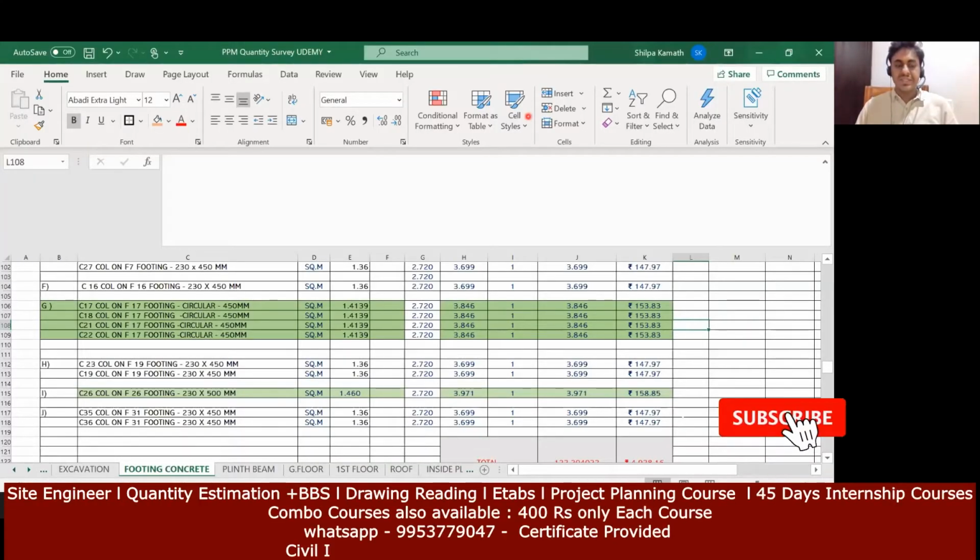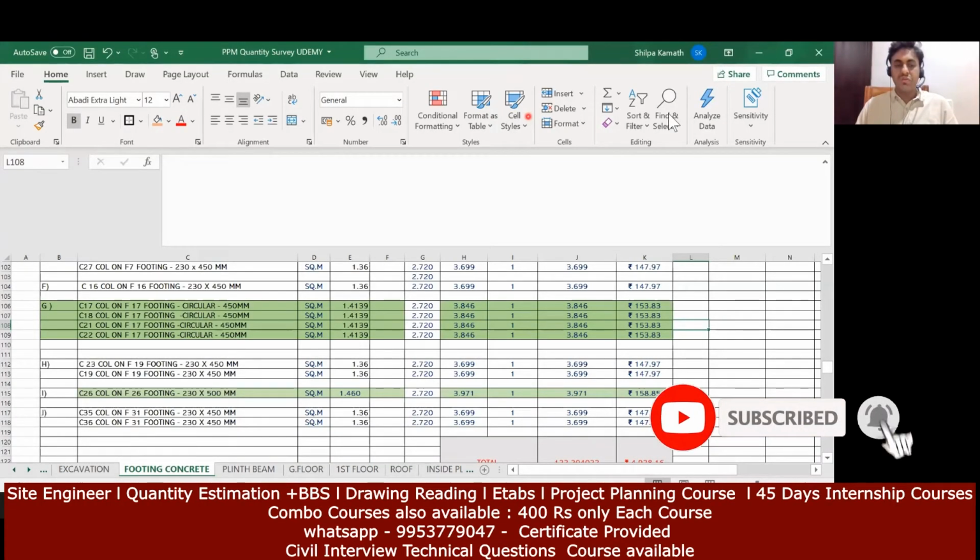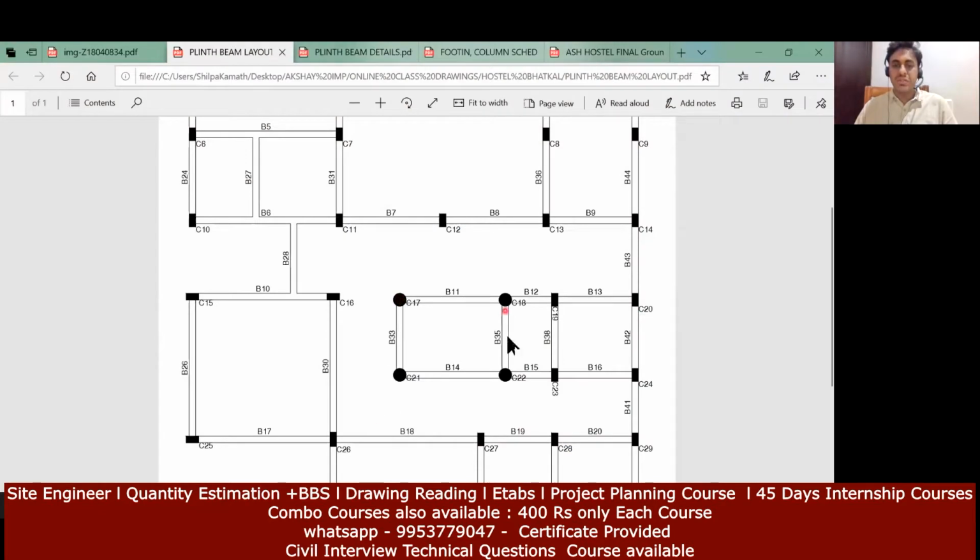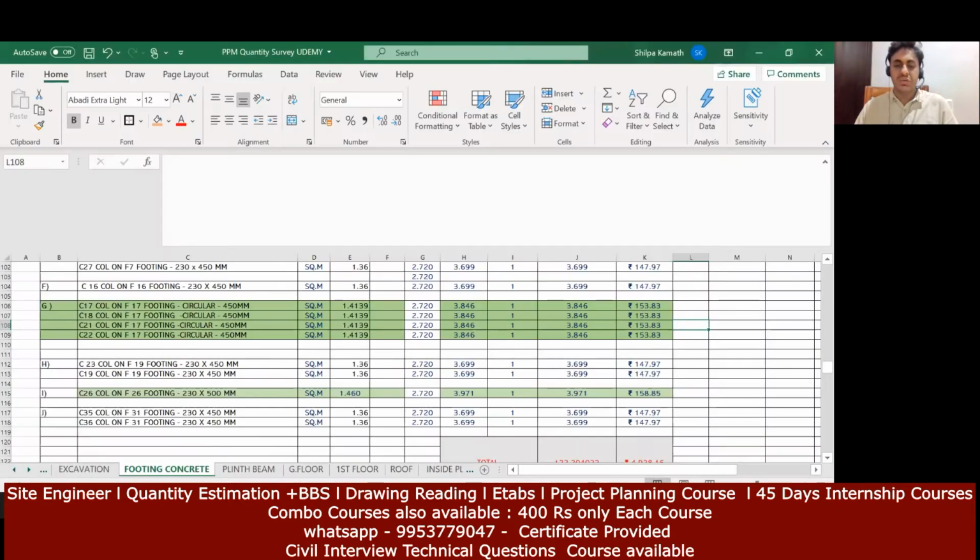Hello learners, in this lecture we'll try to see how to find out the shuttering area for the circular column. So I've written a circular column here. If you observe the drawing carefully, I have 1, 2, 3 and 4 circular columns. So far we have not seen that. We'll try to see how to find the shuttering quantity.